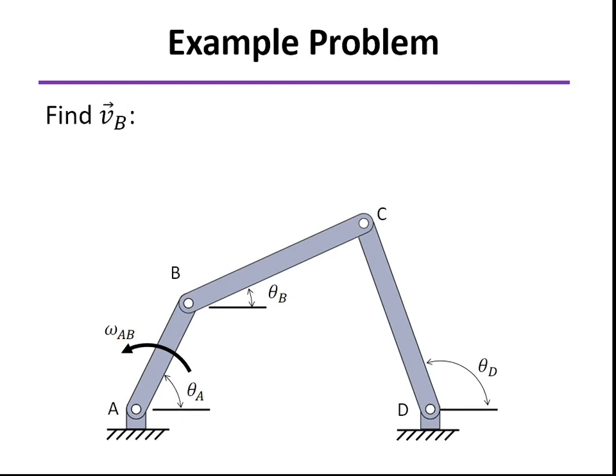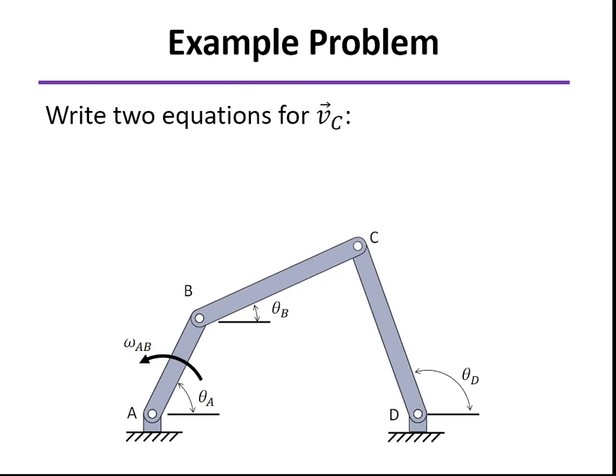Then, since we know that we start with a velocity of 0 at A and we know omega AB, we can find the velocity of B using the relative velocity equation. In this case, velocity of A again is 0. Omega AB is known, and the position vector is known, so therefore we can find the velocity of B directly. However, when we write the equation for the velocity of C starting at point B, we find we've got too many unknowns. We do know velocity B, but we don't know what omega is.